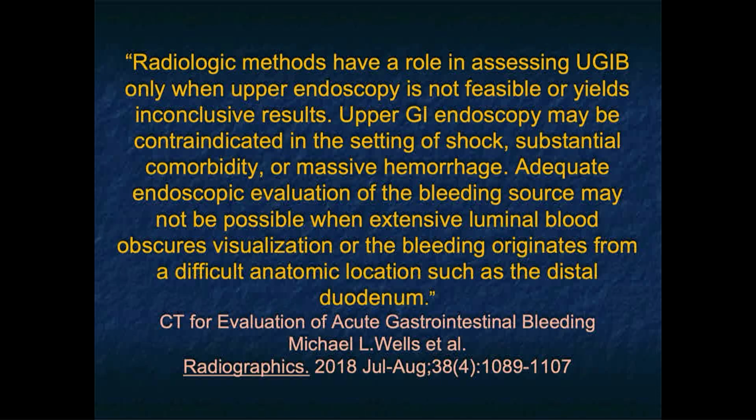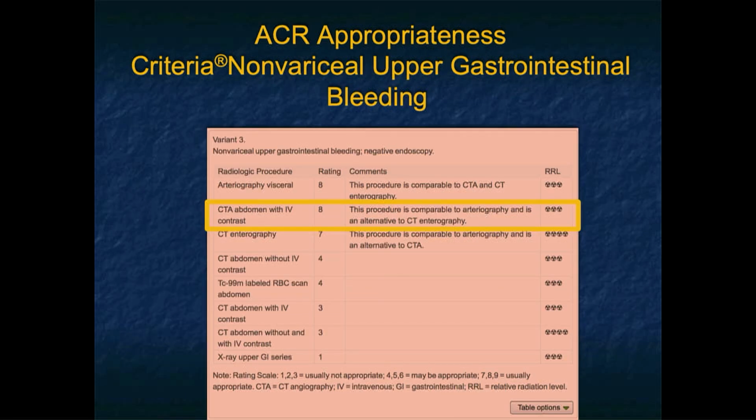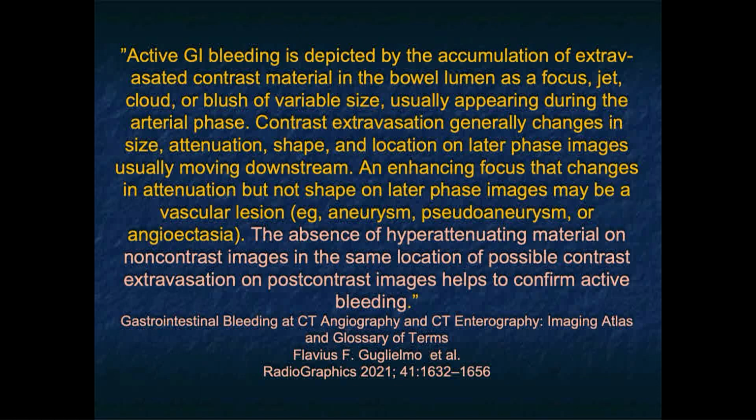If you look at ACR appropriateness criteria, here's one for endoscopy confirms non-variceal upper GI bleeds without a clear source. You can see CT gets an 8. 9 is the highest rating, as we know, but CT is almost at the same level of angiography, and in a sense like this, with negative endoscopy, no source, again, CT is an 8. So in general, CT is an 8, pushing up toward that 9 as we have more experience, and that indeed becomes very important. There are a number of articles written.